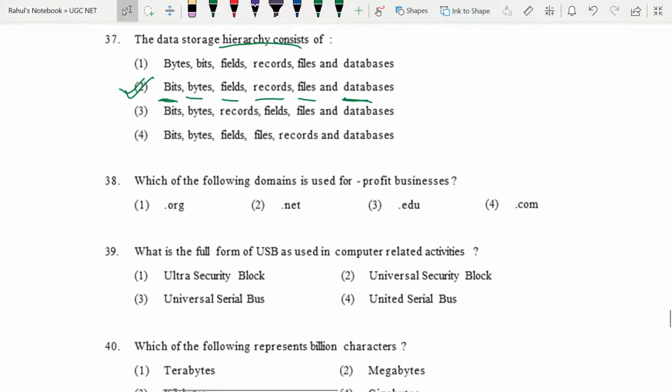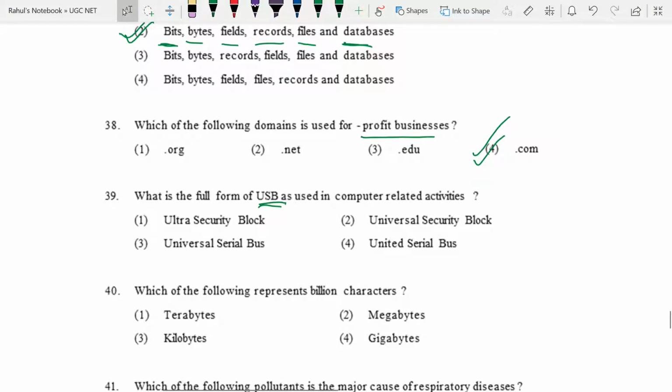The next one is: which one of the following domains is used for profit business? For profit business, commerce.com is used. What is the full form of USB? A very important question, mostly asked in exams like UGC NET. USB is Universal Serial Bus.